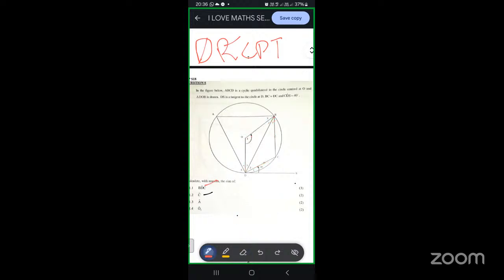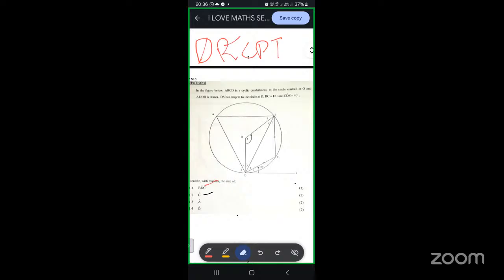Therefore, do you agree when I say this is a cyclic quad? Yes, sir. Yes, this is a cyclic quad. And do you still remember the properties of a cyclic quad? No, sir.